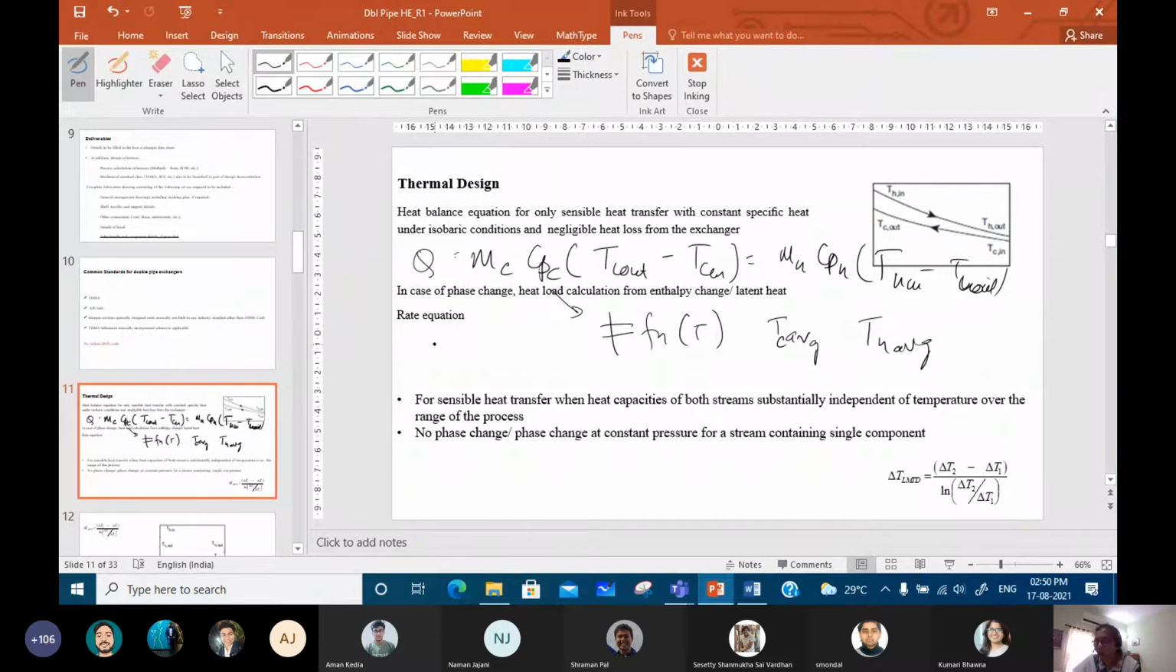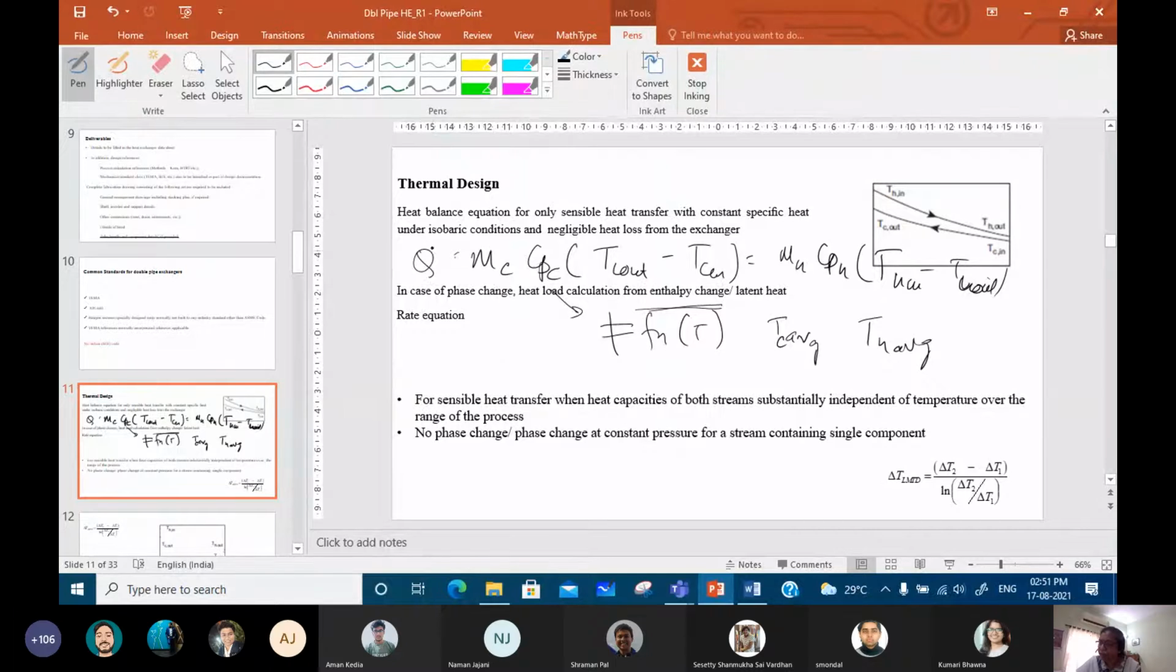Well, there are certain other things also that we have assumed when we write down this heat balance equation, that there is no phase change. In the problem that has been provided also, we have not mentioned any phase change, but it can happen that there will be phase change and the same heat balance equation applies. Of course, for that case, heat calculation is done from enthalpy changes, latent heat, etc. So that also you need to remember.